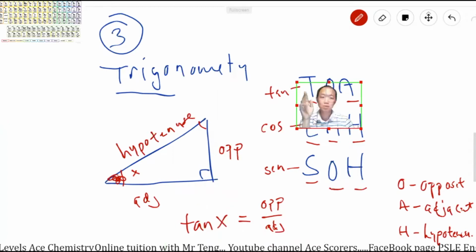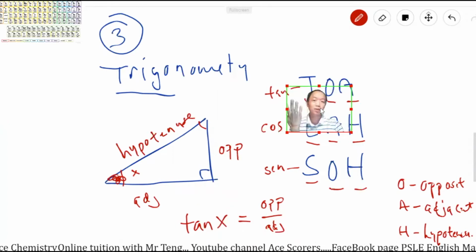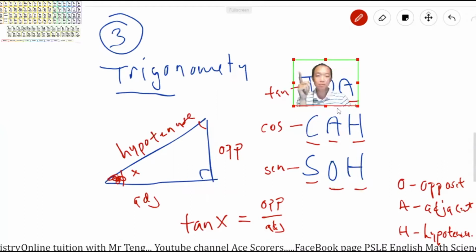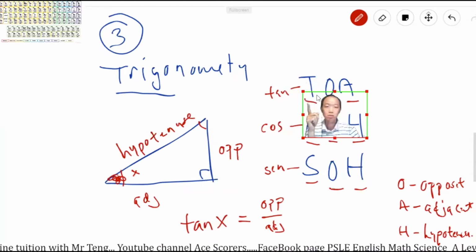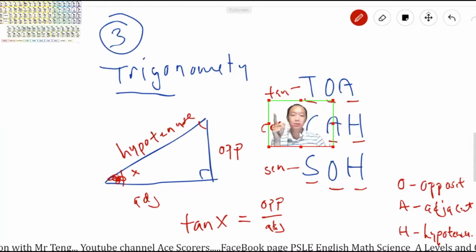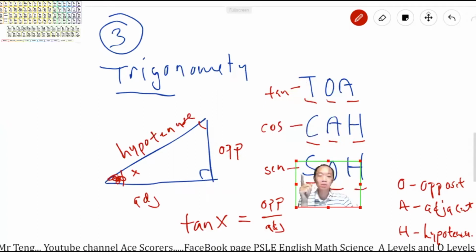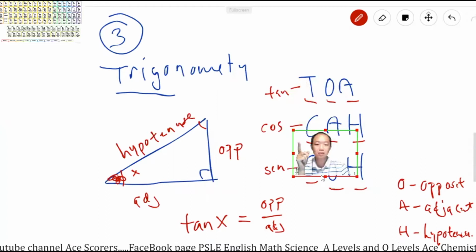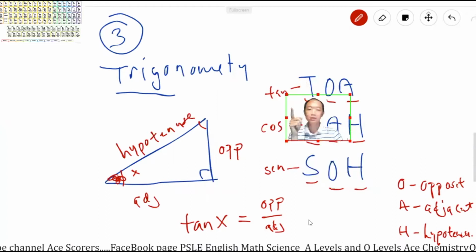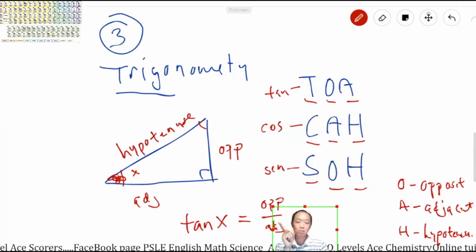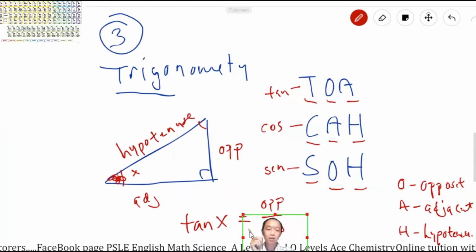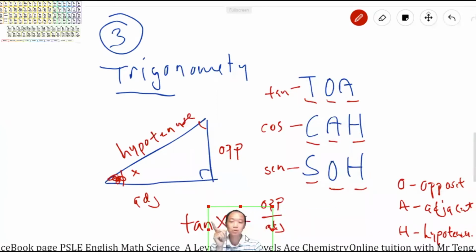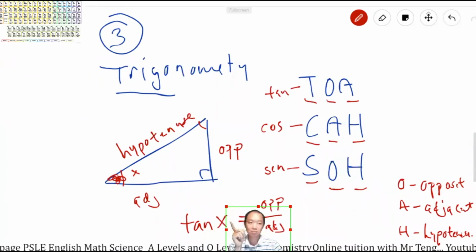A long time ago, we didn't have calculators, right? So all this stuff was in books. This is one book, this is another book, and this is another book. It's like a dictionary: one dictionary, second dictionary, third dictionary. Whenever you take opposite divided by adjacent, you refer to the tangent book to find the angle. But nowadays you have a calculator.